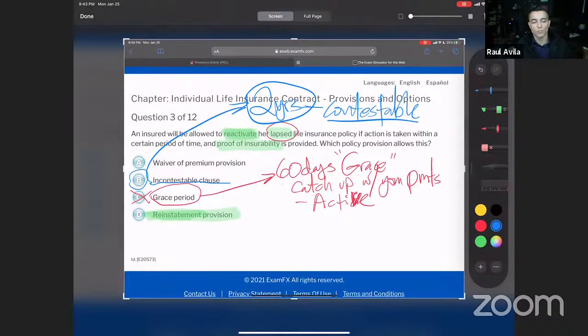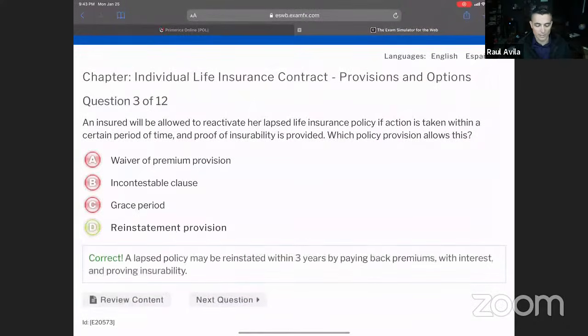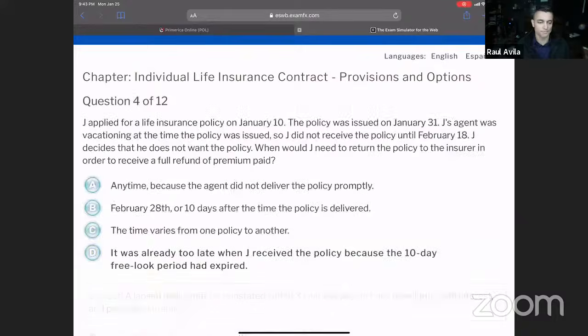And now you know what grace period is, and now you know what reinstatement provision is. Okay, so let's go to the answer. It is D. A lapsed policy may be reinstated within 3 years by paying back premiums. There you go. You have to pay back premiums with interest, and you have to provide insurability. All right, let's go to the next one.